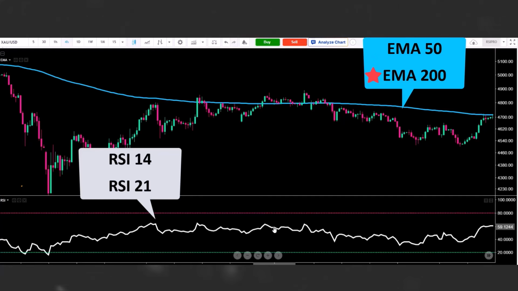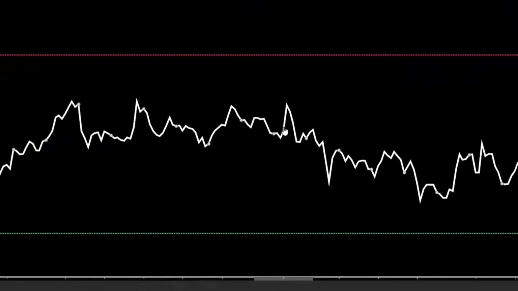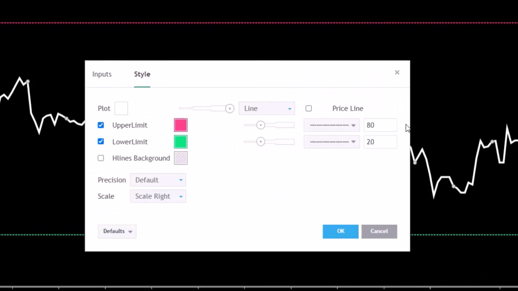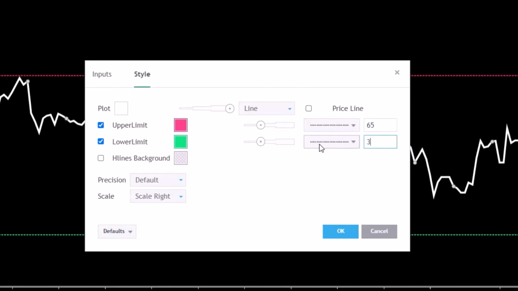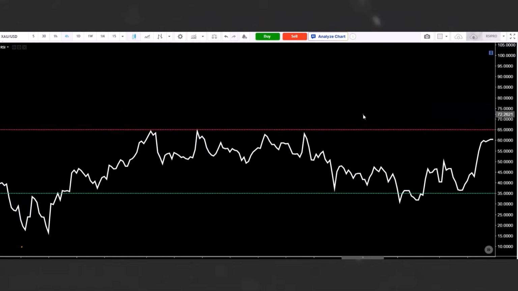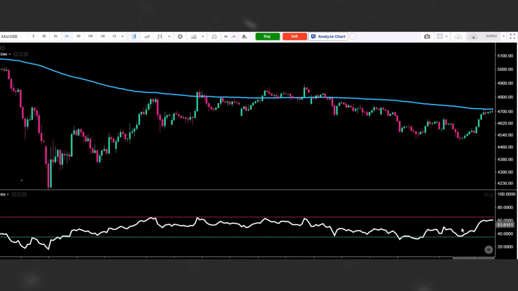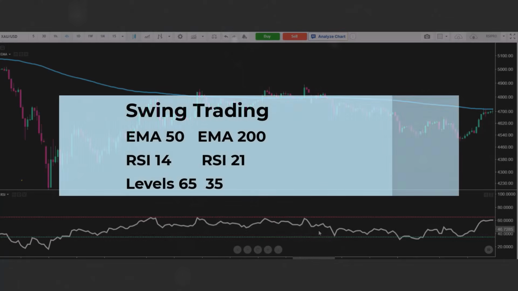And for overbought and oversold levels, we don't want to be too aggressive. Instead of 80 and 20, we use a more balanced approach: 65 for overbought and 35 for oversold. This helps you identify the start of a major trend without getting caught in small temporary corrections. So, for swing trading, the simple setup is EMA 50 or EMA 200 and RSI 14 or RSI 21 with levels at 65 and 35.